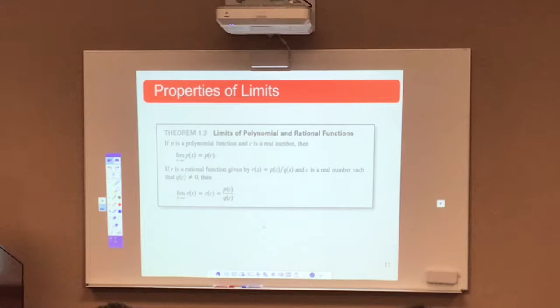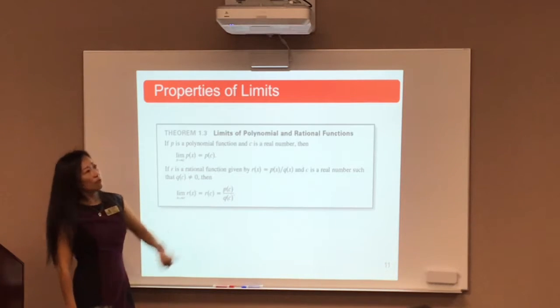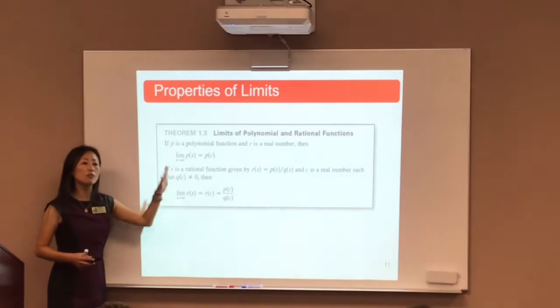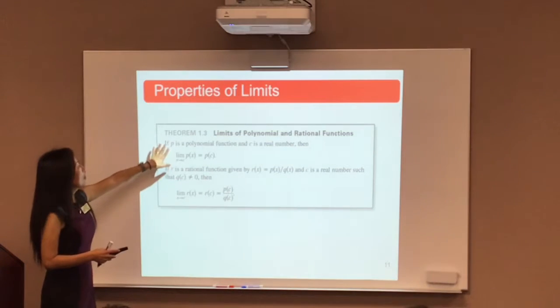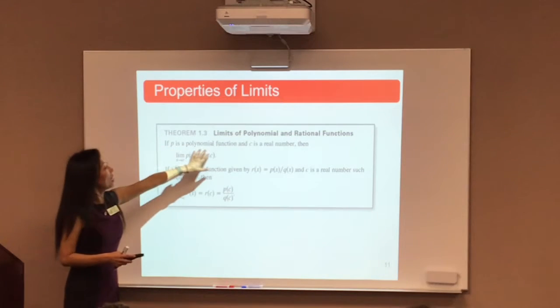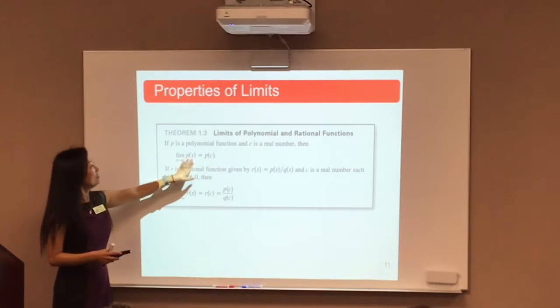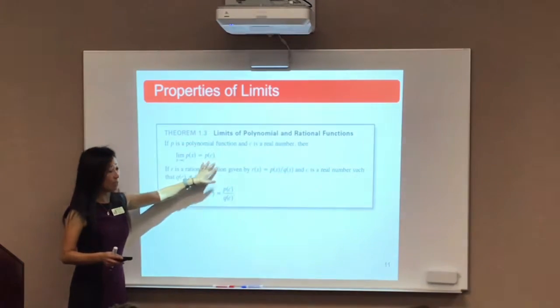Our next one. Oh, this is the same thing. Do you remember this? This property right here is the one that we did in the very first lesson. If P is a polynomial function and C is a real number, then the limit of P of x is the same as P of C. And I will show you what this means.